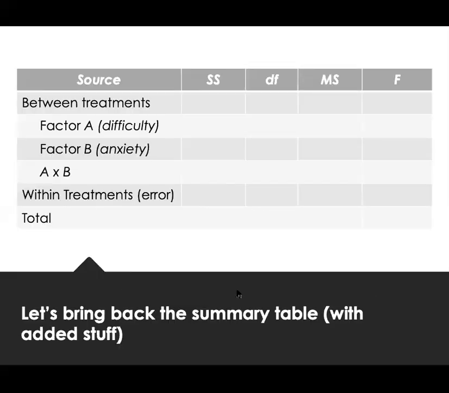Okay, so our summary table, this should look kind of familiar, but there are some additional things. We've got our sum of squares, degrees of freedom, mean squared, and F values across the top. The difference is that our between treatments variability is broken down into three different things: factor A, factor B, and the interaction of A and B. We still have the within treatments variance, which is also the error variance, and then total. And we're going to be filling in the relevant boxes up here.